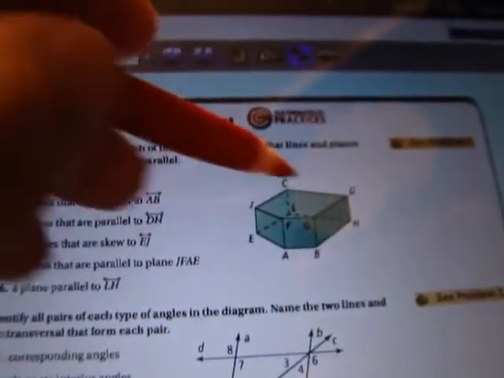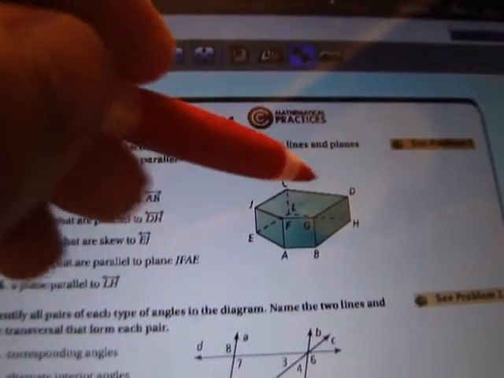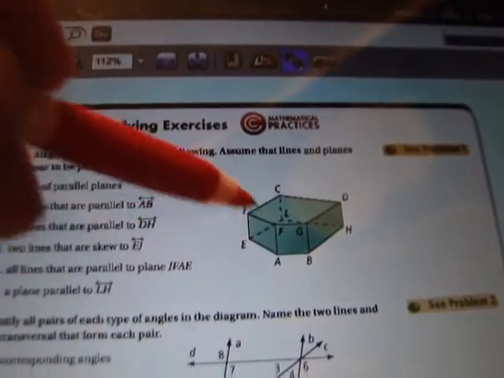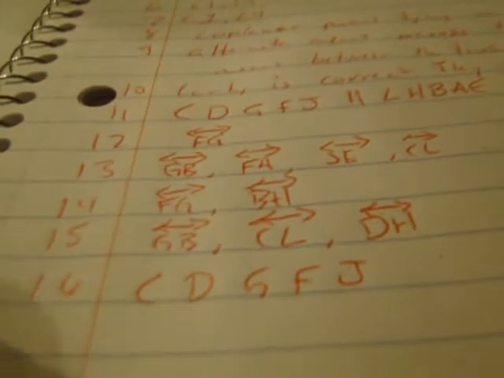All right. 16. A plane parallel to line LH. Here's LH, so where's a plane that's parallel to it? Well, that top plane would be parallel to it, because it would never cross it. So we can call it plane CDGFJ, and that would work really well. Remember, you never use any word or anything to notate a plane. You just write the points that make it up.